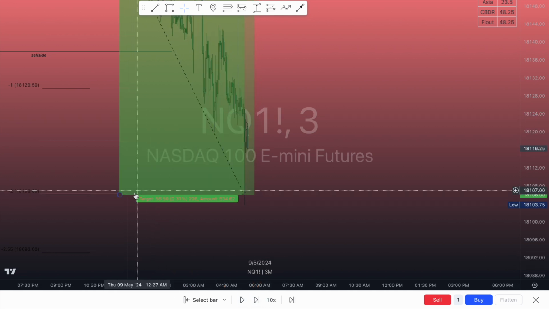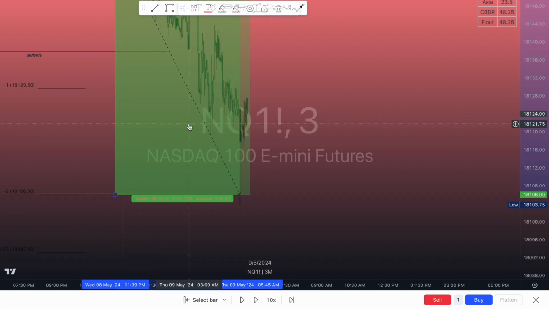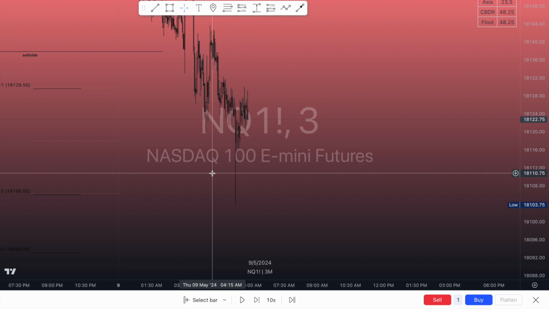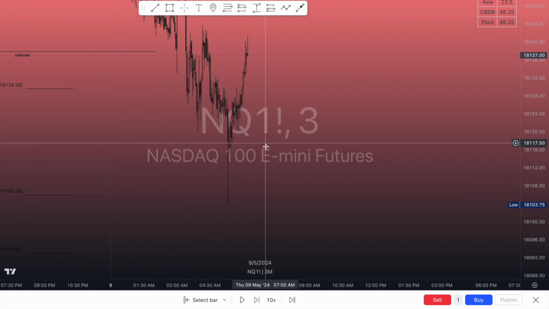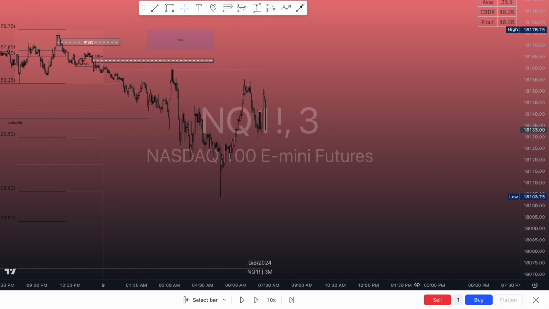And price eventually hit the -2 to -2.5 area. But I want y'all to see what happens when we hit that. So we hit it, right? We turtle soup it. And now look, you caught the low of the day. You caught the low of the day.